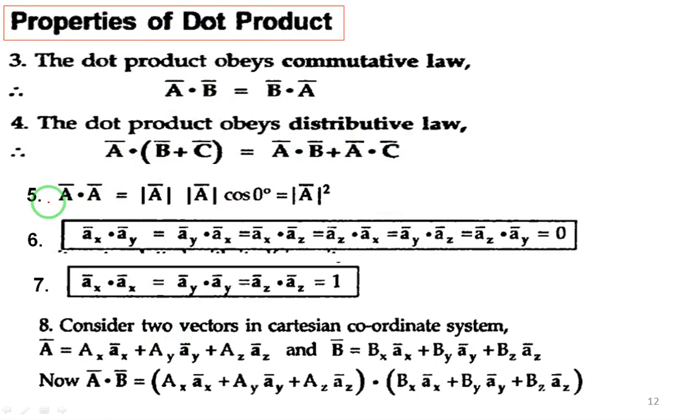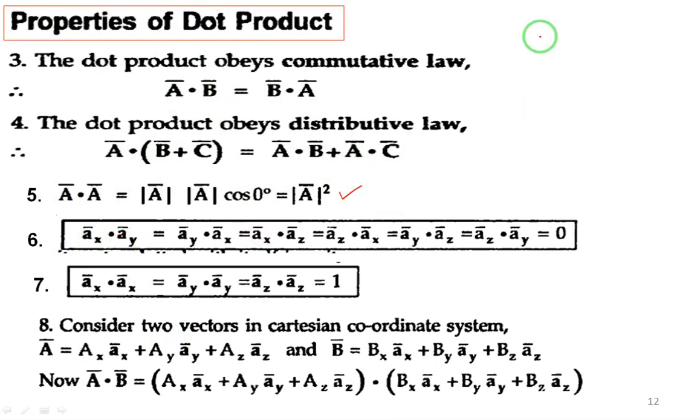Then if I multiply the same, instead of two different vectors, if I take the dot product of the same vectors, vector A dot vector A. By definition, it is the magnitude of vector A, times the magnitude of A, times the cosine of the angle, which is 0 between them. So finally we will get the magnitude of the same vector squared. It is magnitude of vector A squared, right?